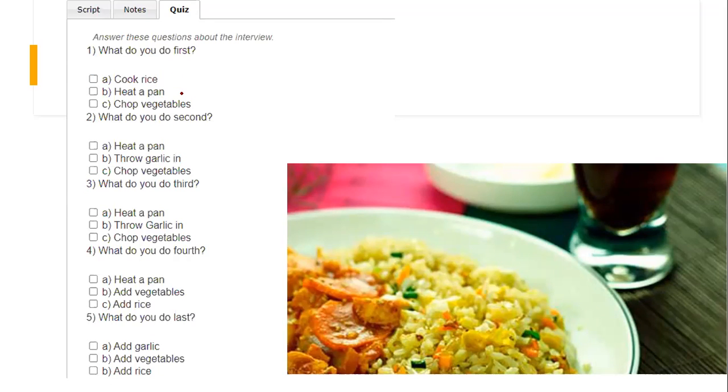If you think the first thing is chop the vegetables, you're going to tell me it's chop the vegetables. All right, if the second thing is throw a garlic can, you're gonna tell me this. But right now, let me play the listening.